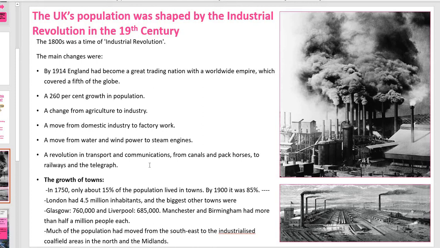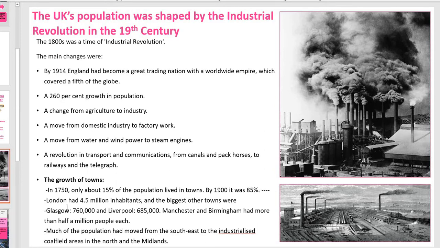Along with this huge change in industry, we had this big growth in the population, and that was fueled by a decrease in death rates. So better understanding of medicine, better understanding of why people got sick and where germs came from meant that the death rate was going down, and therefore the population was able to increase. So in 1750, only about 15% of our population was living in towns and cities, but due to the Industrial Revolution and that move of people working in factories, by 1900 that had grown to 85%.